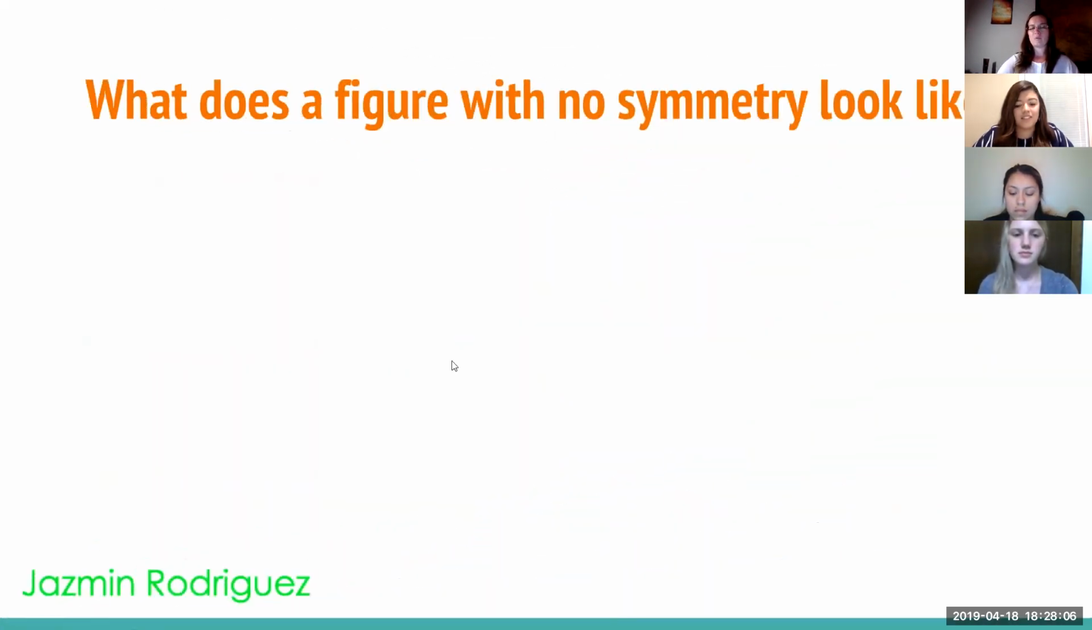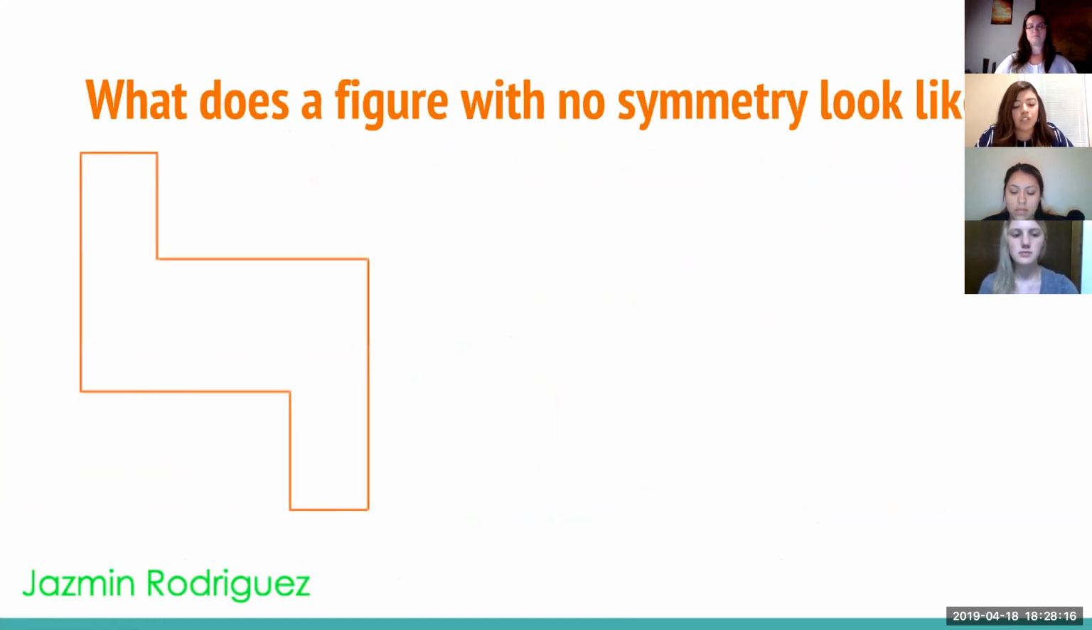Jasmine, maybe you can show me what a figure with no symmetry looks like. Yes, of course. It only makes sense to show you both. Let's take a look at this figure. I will draw a horizontal line right through the middle. Do both sides look the same? No, it does not. Now let's draw a vertical line. Jessica, do both sides match now? No, they do not. Awesome. Therefore, this means that this figure is not symmetrical.